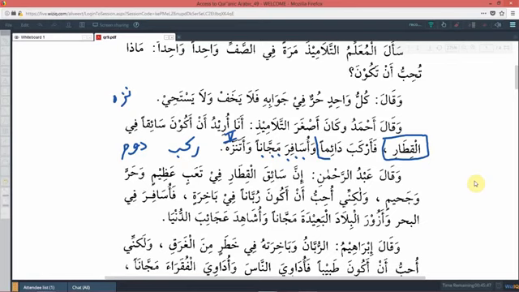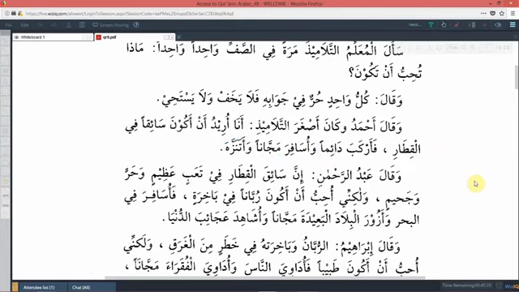So he says, أنا أريد أن أكون سائقا في القطار. I want to become a driver in a train. فأركب دائما, so I will ride constantly. وأسافر مجانا, and travel for free. وأتنزه, and just move about, having a good time.